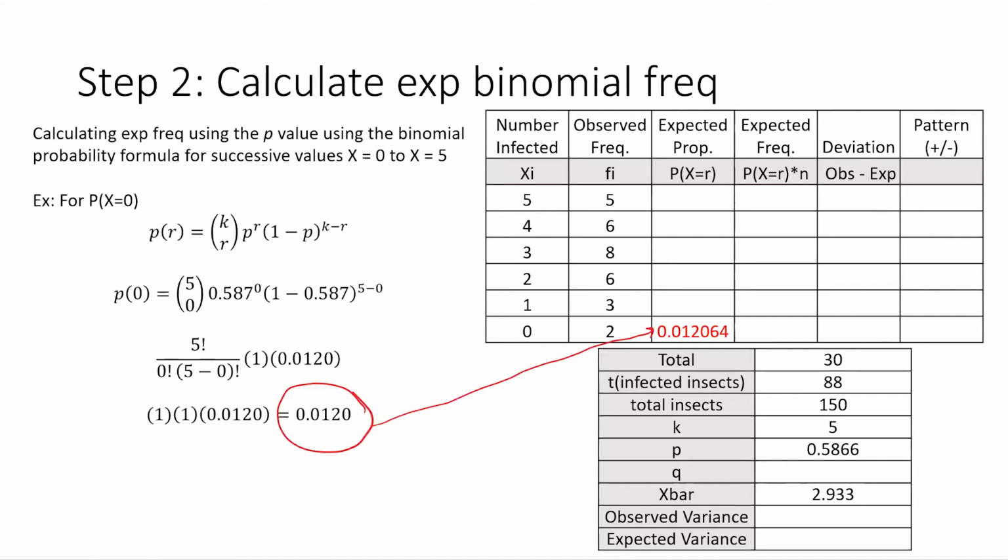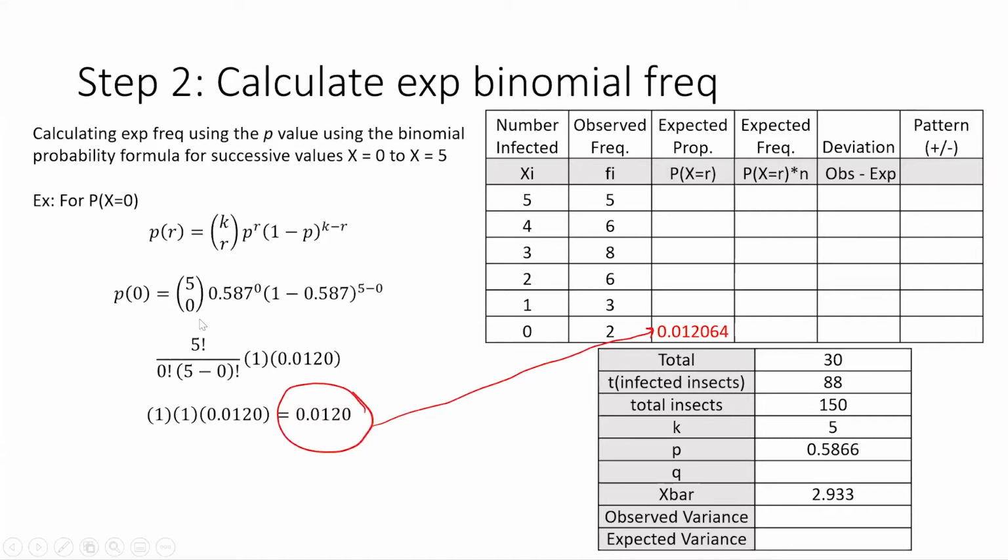We then calculate the expected frequencies using the p-value, or the probability value that we just calculated, using the binomial probability formula for successes for values x equals 0 through x equals 5, or r equals 0 to r equals 5. X and r in this case are interchangeable. You don't actually have to use this equation for our lab. We'll be using a binomial function in Excel, but for your lecture, you might have to do this by hand.